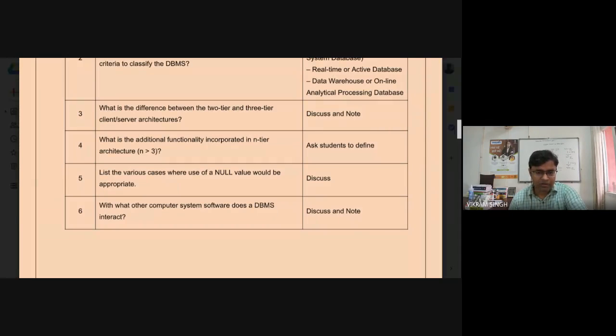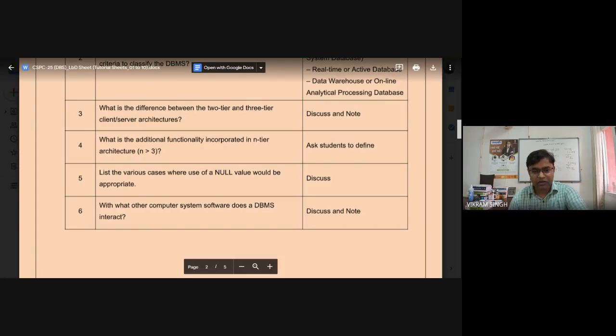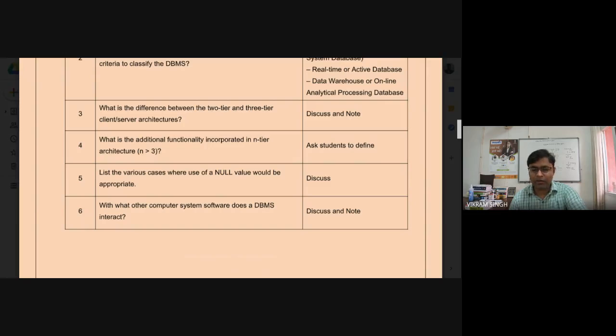और एक क्वेश्चन और भी होना चाहिए. Okay, this is question number 4. What is the additional functionality incorporated in n-tier architecture? So this question is a little important कि आपको ये देखना है कि in a database, जैसे हमने कहा था ना कि there are 3 schemas in a database system.